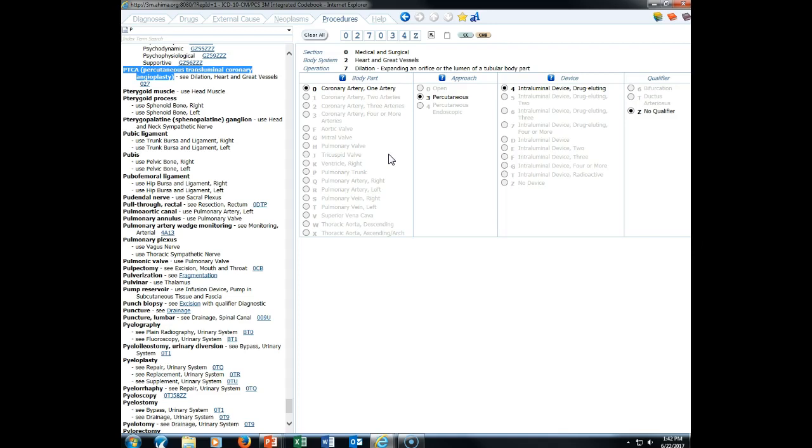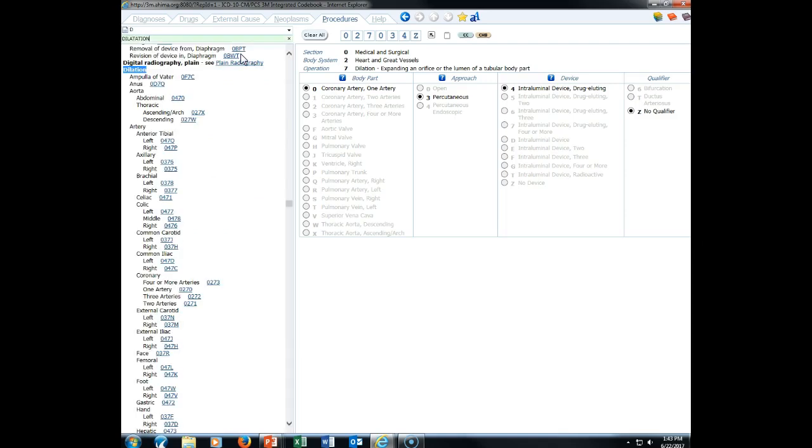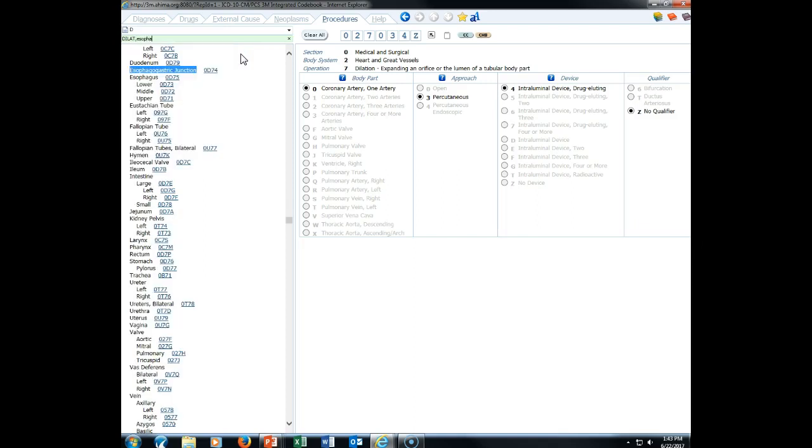Now, the next example is EGD with dilatation of a stricture at the esophagogastric junction. So here we're going to put in dilatation, dilation, and we are dilating the esophagogastric junction. So there it is.